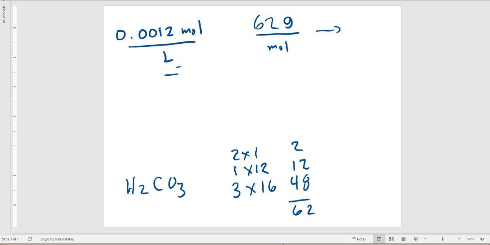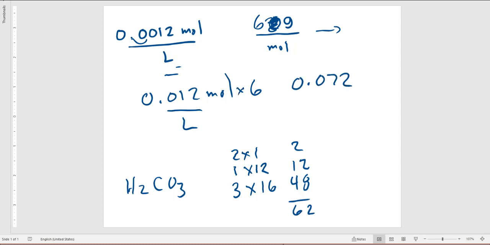I don't really want to multiply 12 times 62. I'm going to pretend this is 60. So 60 times 0.0012. Well, I'm going to multiply by the 10 first. So I'll have 0.012 times 6. 6 times 12 is 72. So 0.072, the moles is gone, it's grams now, so grams in a whole liter.